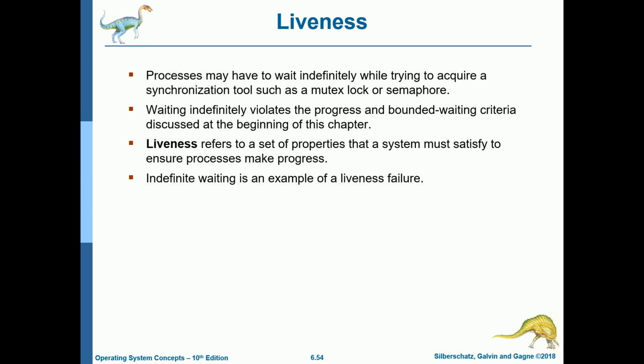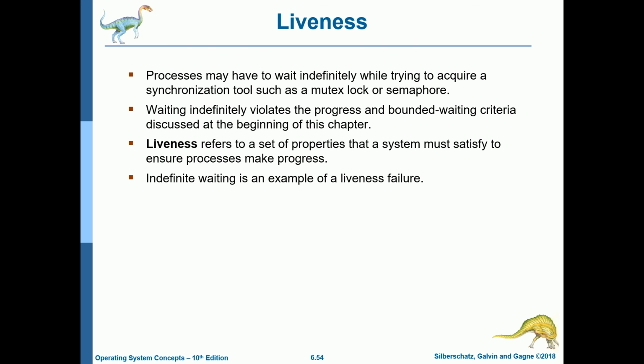Liveness refers to a set of properties that the system must satisfy to ensure that a process makes progress during its execution lifecycle. A process waiting indefinitely under these circumstances just described is an example of liveness failure. There are many different forms of liveness failure. All are generally characterized by poor performance and responsiveness. A simple example of liveness failure is an infinite loop.